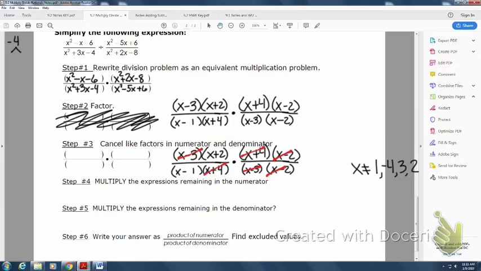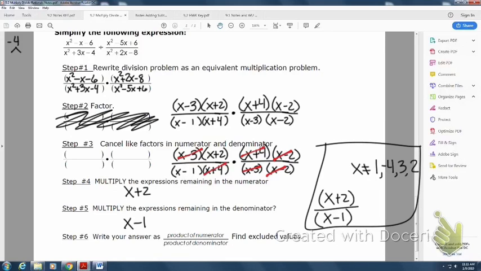Right, so all I have left in the top is x plus 2. All I have left in the bottom is x minus 1. You can write this down at the bottom, I just don't have space down there. So all of this would be considered your answer.